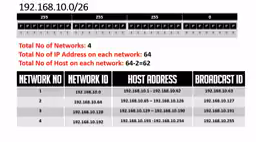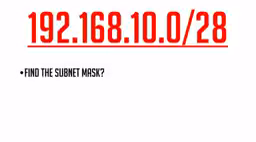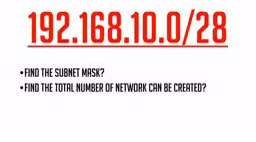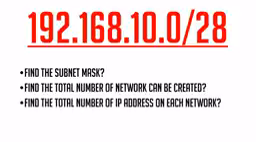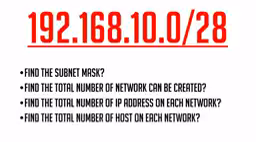Now it's time for the test. Here I'm going to ask a small question. It is 192.168.10.0 with the CIDR value 28. Now tell me guys, what will be the subnet mask for this? Find the total number of networks that can be created from this. Find the total number of IP addresses on each network. At last, find the total number of hosts that can be assigned on each network.